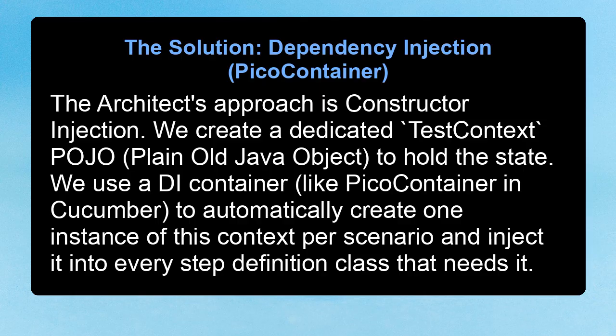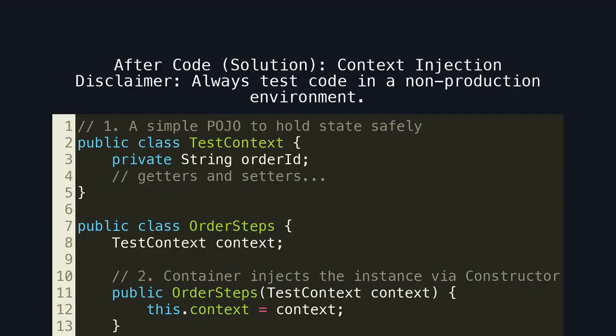The solution, Dependency Injection, PicoContainer. The architect's approach is constructor injection. We create a dedicated TestContext POJO, plain old Java object, to hold the state. We use a DI container, like PicoContainer in Cucumber, to automatically create one instance of this context per scenario and inject it into every step definition class that needs it. After code solution, context injection.